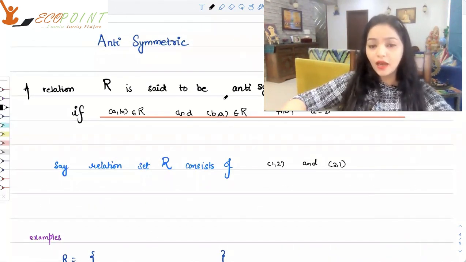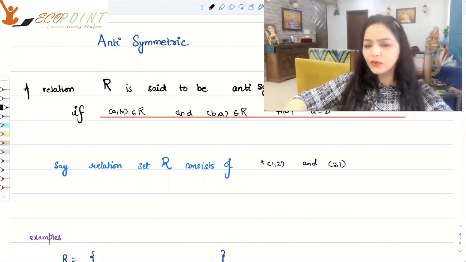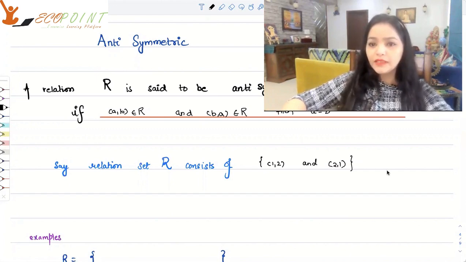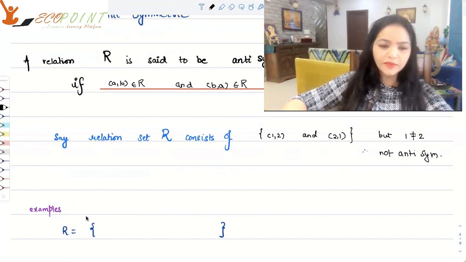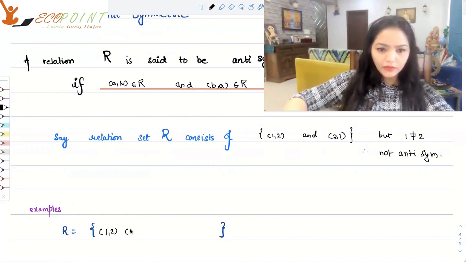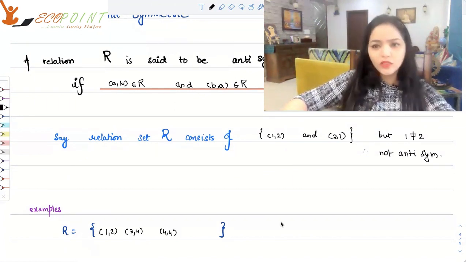If a relation set R consists of (1,2) and (2,1), that means it is symmetric if these are the only two entries here. But it is not antisymmetric. Why? 1 is not equal to 2. Therefore, it is not antisymmetric. Let us throw some more light on it using certain examples. Let's take R as the relation set consisting of (1,2), (3,4), (4,4). So my question is, is this relation antisymmetric?